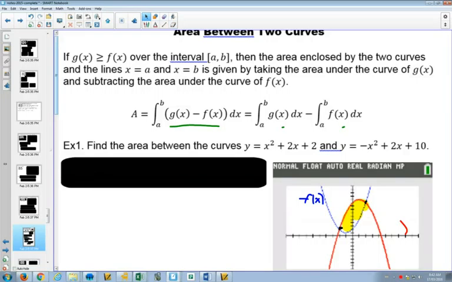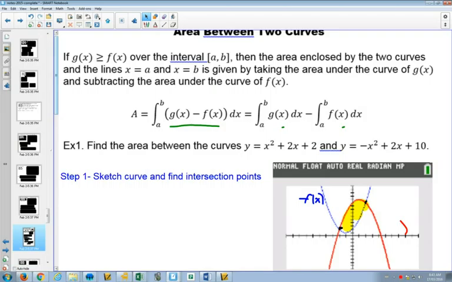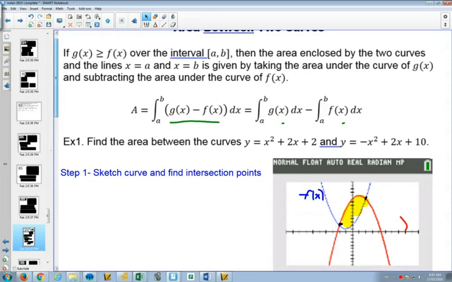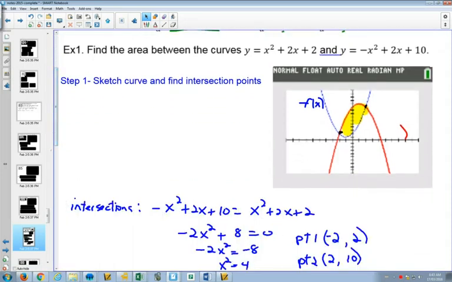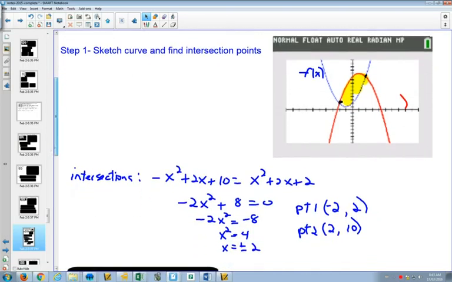Now that we have that idea, we can say, well, I know that this red graph is going to be the one on the top. And so we've sketched everything and we can put it in. Find the intersection points. So we'd set our two equations equal to each other. You're going to find out that in this case, it's at -2 and 2.